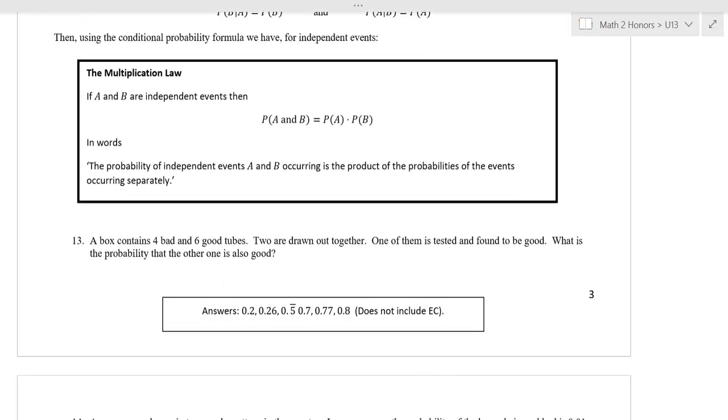13. A box contains 4 bad and 6 good tubes. 2 are drawn out together. One of them is tested and found to be good. What's the probability that the other one is also good? So what's the probability that the second is good given the first one is good?